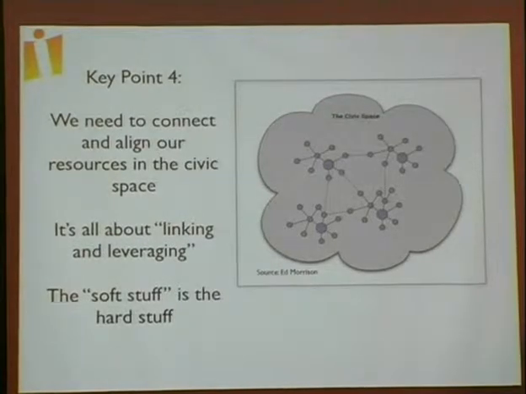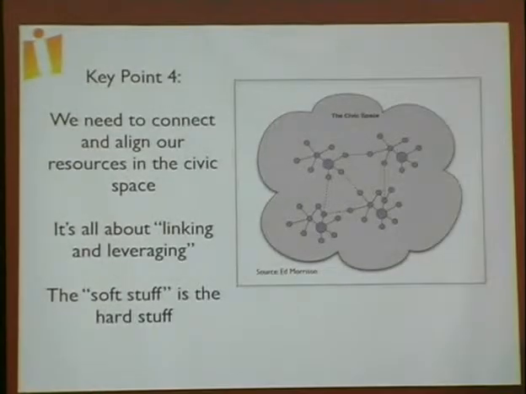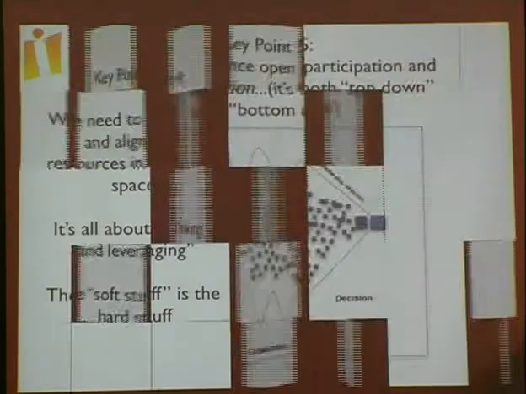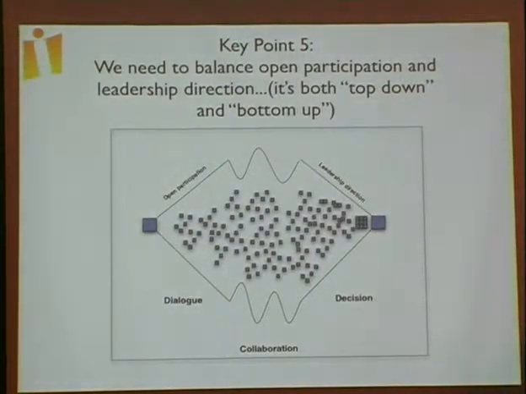So we need to connect and align resources in this civic space, thinking about linking and leveraging. So the soft stuff becomes the hard stuff. Linking and leveraging, figuring out how to manage this is going to become difficult. Key point number five, we need to balance open participation with leadership direction. And the leadership can come from anywhere.